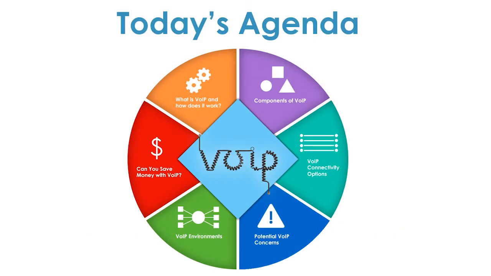In today's event, we're going to cover these 6 topics about VoIP. We'll start off with what is VoIP and how does it work. We'll go into a few components of VoIP, take a look at some connectivity options of VoIP. We'll go over what could cause problems with your VoIP experience, take a look at a few VoIP environments, and we'll answer the question of can you save money with VoIP. After this, we will have an FAQ as well.